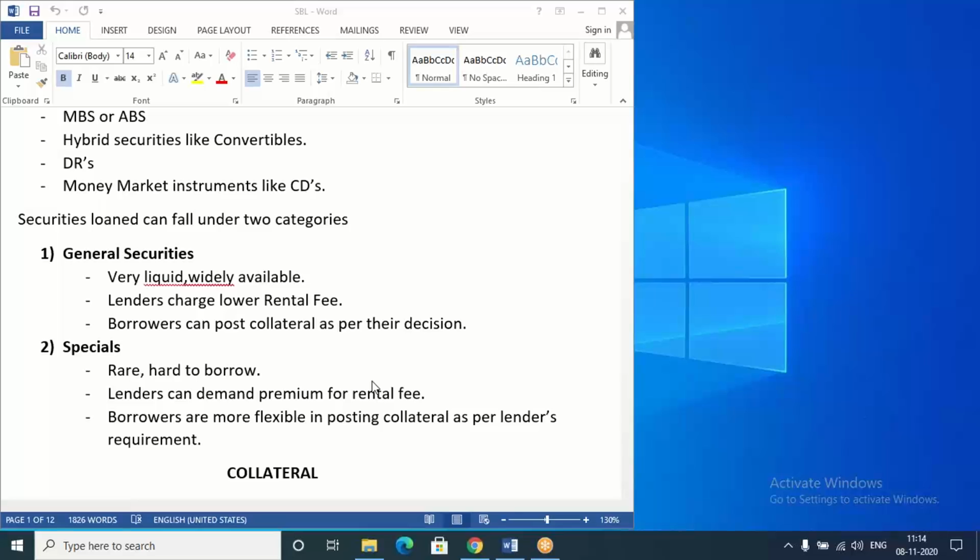Okay. And then you have specials, which are those rare securities which are hard to borrow. In that case, if a lender loans out specials, then he can charge a premium on the rental fee, meaning a higher rental fee. Now the borrower will have to be flexible in terms of what the lender demands as collateral: whether cash or non-cash, and if it is cash, how much the lender wants. But there is also a certain benchmark of how much he can charge. If it is non-cash, then what type of securities he wants as collateral.